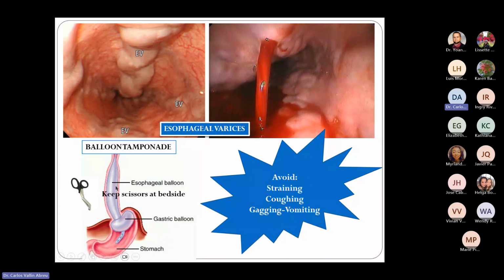When the client has this balloon placed in the esophagus, remember that in front of the esophagus is the trachea. So dislodgement of this balloon or pressure exerted by this balloon could sometimes produce respiratory distress. For that reason, the nurse always needs to have scissors at hand in case the patient is choking because of the inflated balloon, to cut the tube that is emerging through the nose to quickly deflate the balloon and allow the patient to breathe.